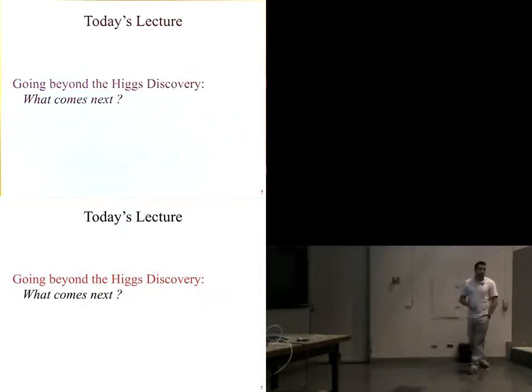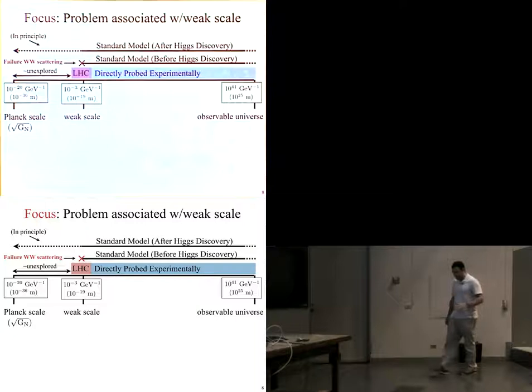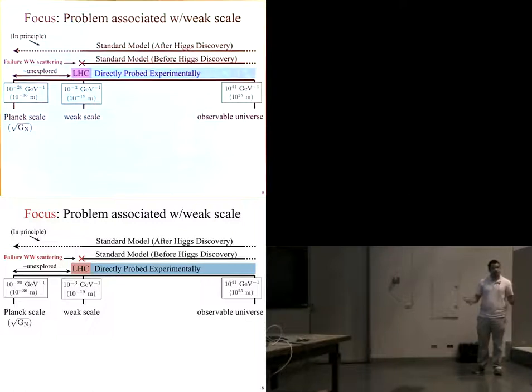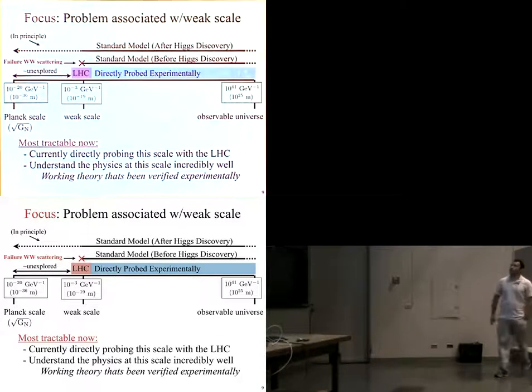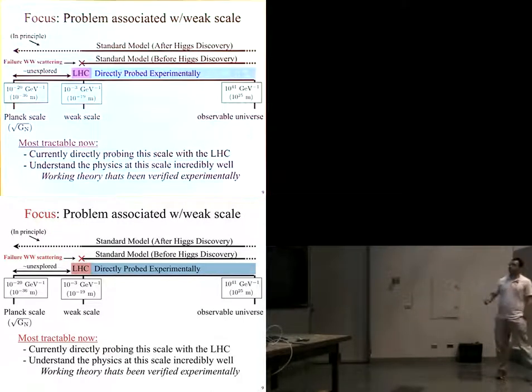So today's lecture is about how we might go beyond this and extend our notion of the theories, and what comes next. As we'll see, the Higgs boson is really critical in understanding this. Okay, so the focus of this lecture is going to be on the problems associated with the weak scale. For a number of reasons, that's the one that I know the most about. It's the one that the LHC is most applicable for. But not to say that these other problems aren't as basic. I think you guys should ask for lectures on how to solve these issues as well. Another issue with the weak scale is it's the most tractable problem, I think, now.